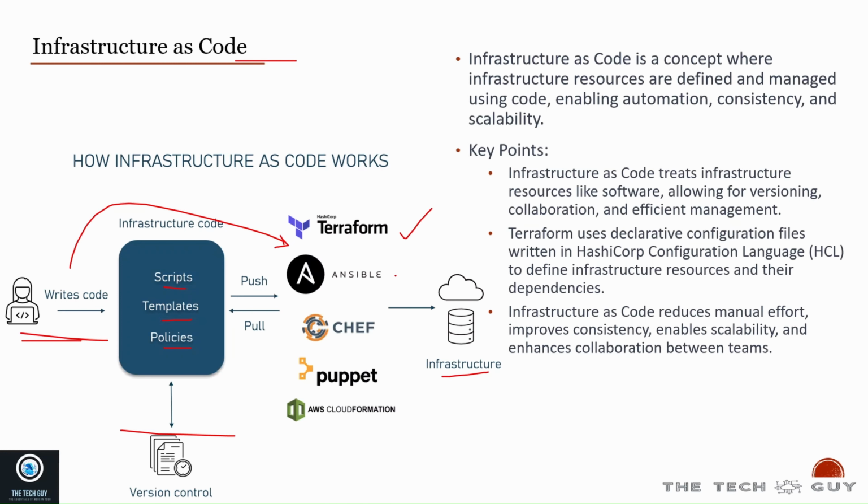Now there are a bunch of infrastructure as code tools. There is Terraform, there is Ansible, Chef, Puppet, AWS CloudFormation. In Azure you have Bicep, you have ARM templates. You can use any of these, but there are different purposes of Terraform and of Ansible, Chef, and Puppet. Terraform is purely for provisioning your infrastructure.